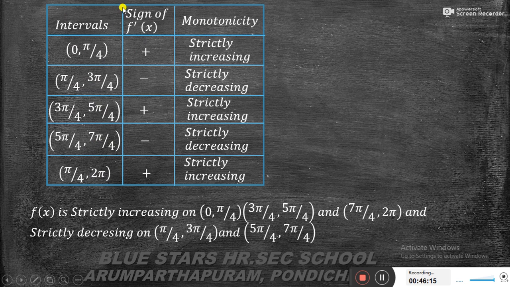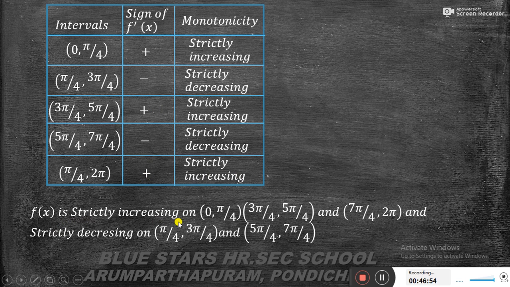For 0 comma pi by 4, I take any value from this interval and substitute in f dash of x. I get the plus sign, so strictly increasing. Again I take any value from the next interval and substitute in f dash of x. It gives a negative answer, so strictly decreasing. The next interval gives a plus answer, so strictly increasing. The next gives a negative answer, so strictly decreasing. The last interval gives a plus answer, so strictly increasing.